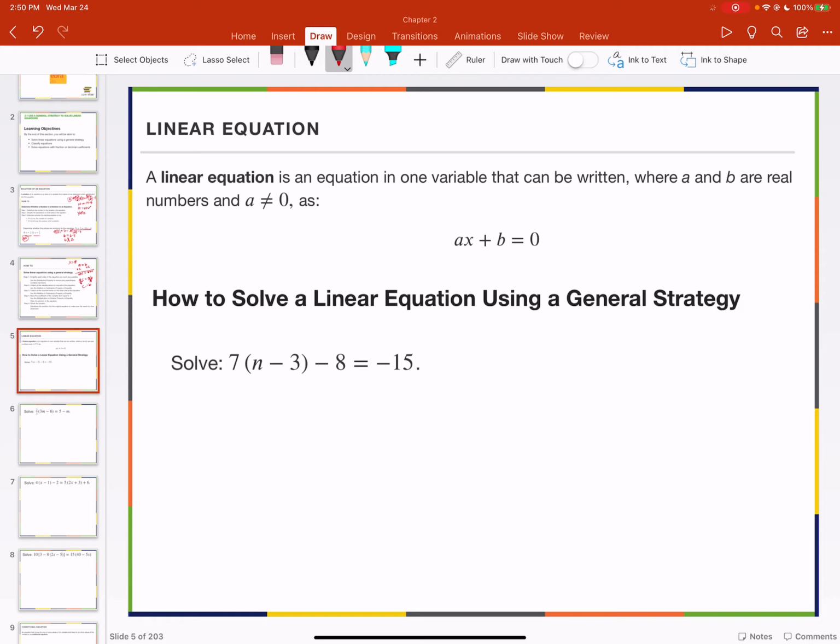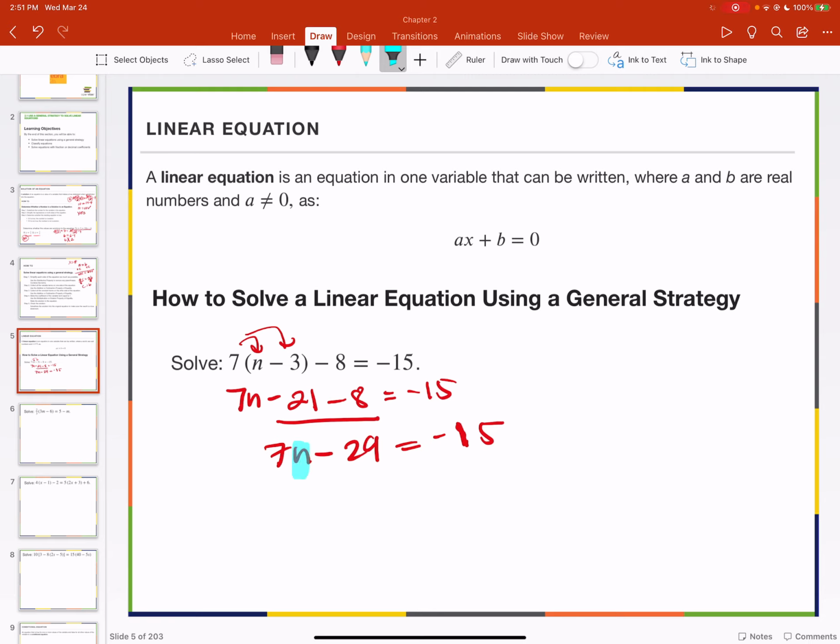So let's say here we have 7 times the quantity n minus 3, minus 8, equal to negative 15. Let's distribute: 7n minus 21 minus 8 equals negative 15. Combine like terms: 7n minus 29 is equal to negative 15. We want to get rid of this 29 and have n by itself. So I'll do the inverse operation to both sides, so the equality still holds true.